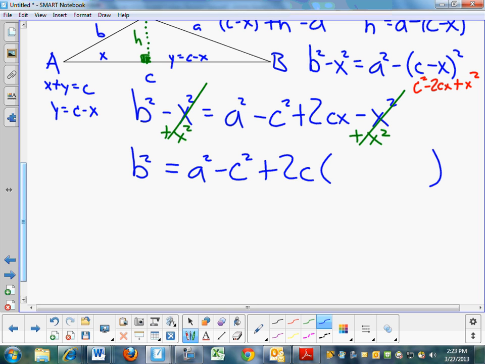So now I have b squared equals a squared minus c squared plus 2c times something. Wouldn't you agree that I should have something instead of that x? I mean, we said we wanted to get rid of the x altogether, right? We've almost entirely got rid of the h's. I got rid of the x squareds. Now I just got to get rid of the x. I got to say something intelligent about x that involves a, b, and c.